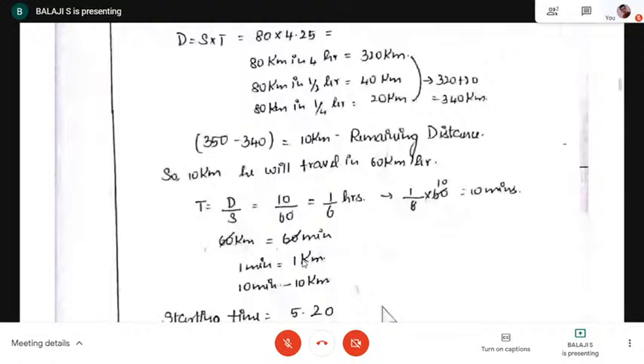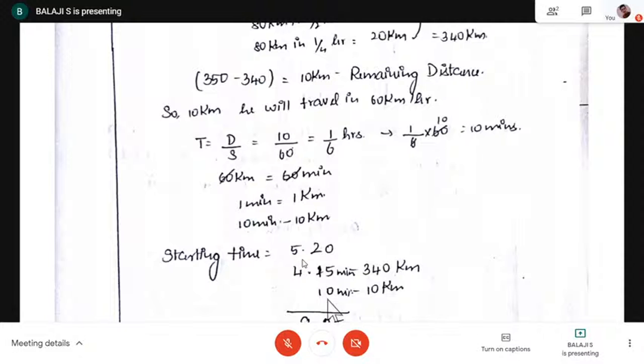So now you must add. At what time did he start? He started at 5:20 a.m. For 4 hours 15 minutes, he traveled 340 kilometers. Then for another 10 kilometers, he traveled 10 minutes. If you add all three, he reached the destination, that is city B, at 9:45 a.m. That is 9:45 a.m. Friends, do you understand?